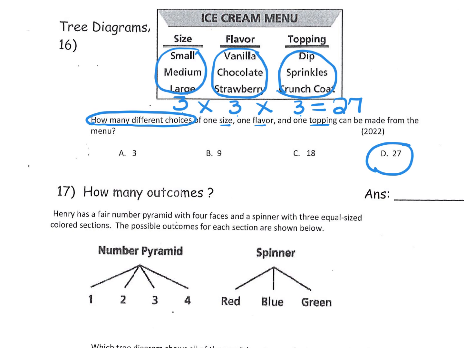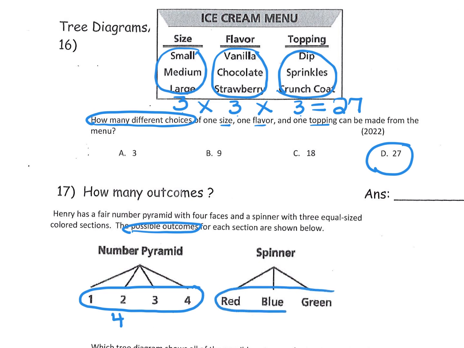It says Henry has a fair number pyramid with 4 faces and a spinner with 3 equal colors. How many possible outcomes are there? Well, in this pool of elements, you could get a 1, a 2, a 3, or a 4. There are 4 there. For the spinner, as you look at the pool of elements, you could get 3. 4 times 3 means there are 12 combinations. How many outcomes? There are 12.